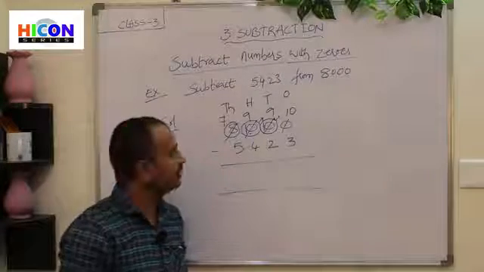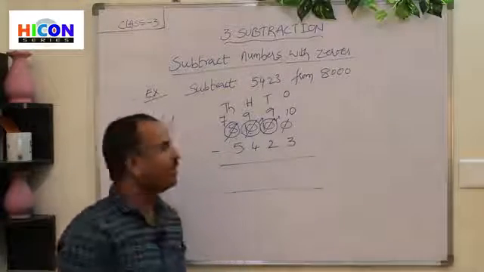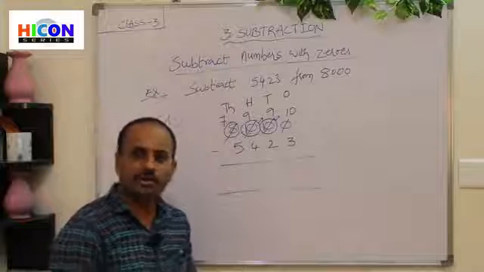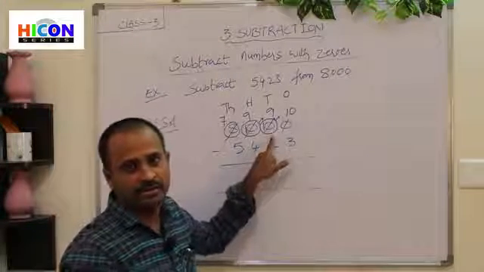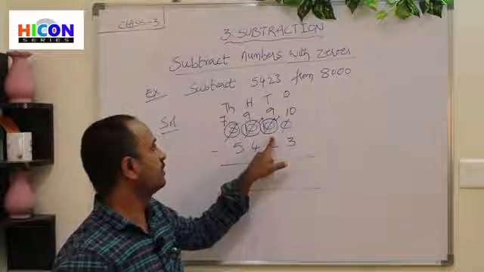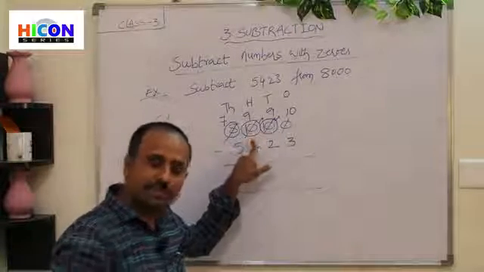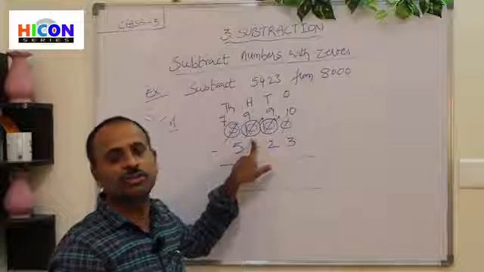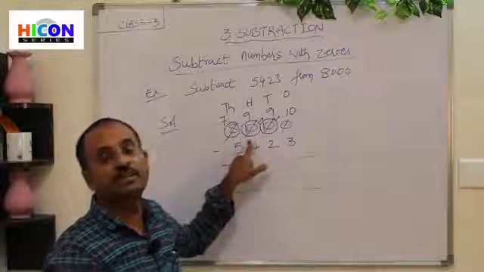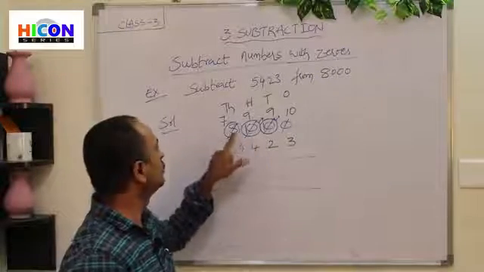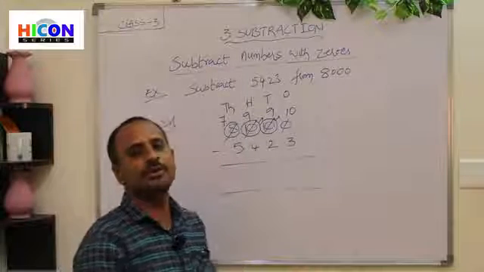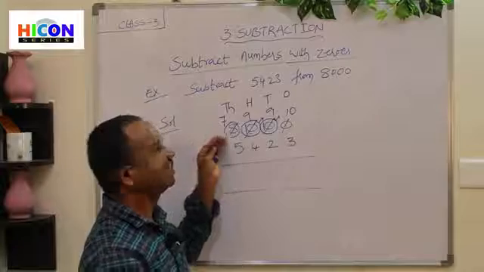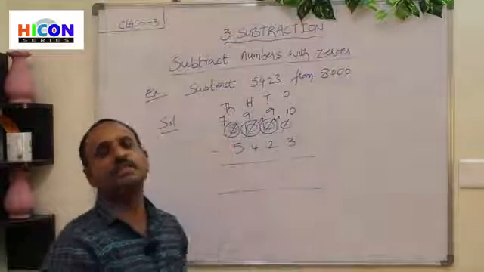So children, in this way, we have to borrow. That means we have to take regrouping. Since there are zeros in the tens place, we cannot regroup it. So that's why go to hundreds place. In hundreds place also there is a 0. That means there are no hundreds in the hundreds place. That's why we have to go to thousands place. So in this way, we have to continue this process until there are digits present in the place.